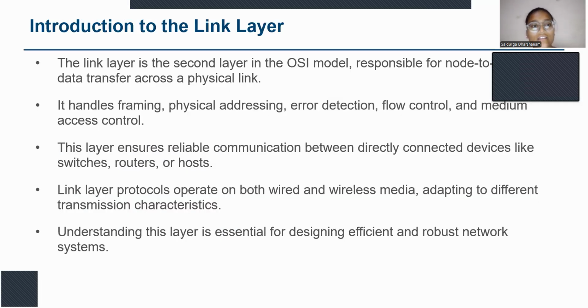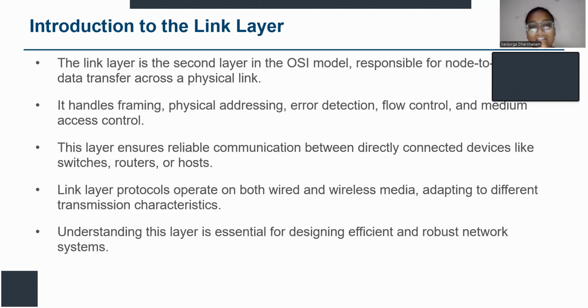Introduction to the link layer. The link layer is the second layer in the OSI model responsible for node-to-node data transfer across a physical link. It handles framing, physical addressing, error detection, flow control, and medium access control. This layer ensures reliable communication between directly connected devices like switches, routers, or hosts. Link layer protocols operate on both wired and wireless media, adapting to different transmission characteristics. Understanding this layer is essential for designing efficient and robust network systems.